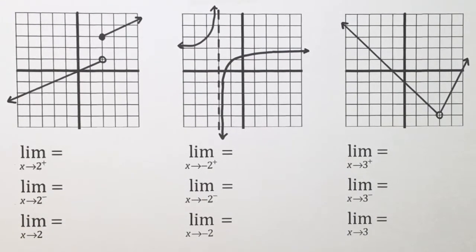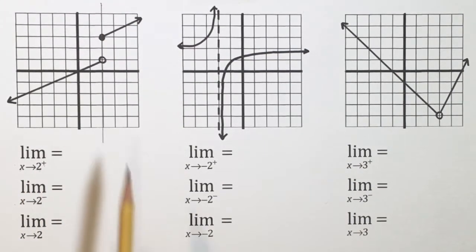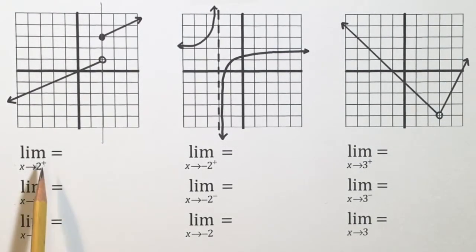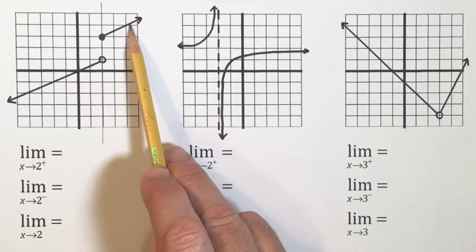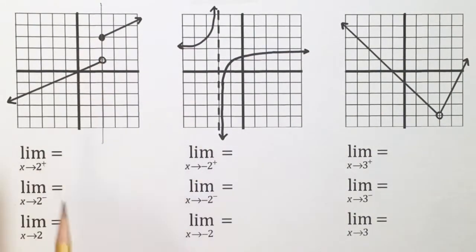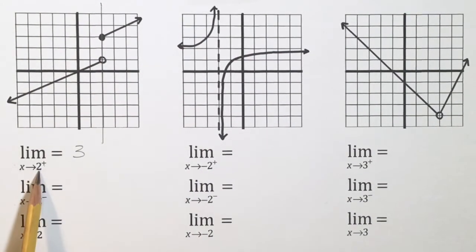In both of these, we're approaching positive 2. It's just a matter of which side we're approaching it from. The limit as x approaches 2 from the positive side essentially means we're approaching 2 from the right-hand side. I drew a line with my pencil where x equals positive 2. Let's approach it from the positive side or the right-hand side. As I'm approaching that line from the right-hand side, my graph is headed towards the point 2, 3. So the limit as x approaches 2 from the positive side is positive 3.